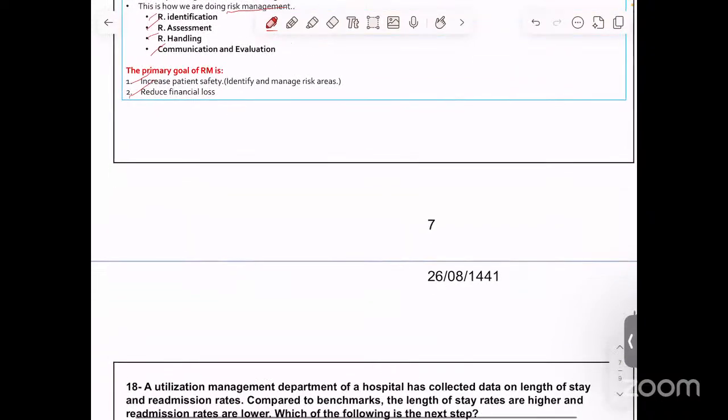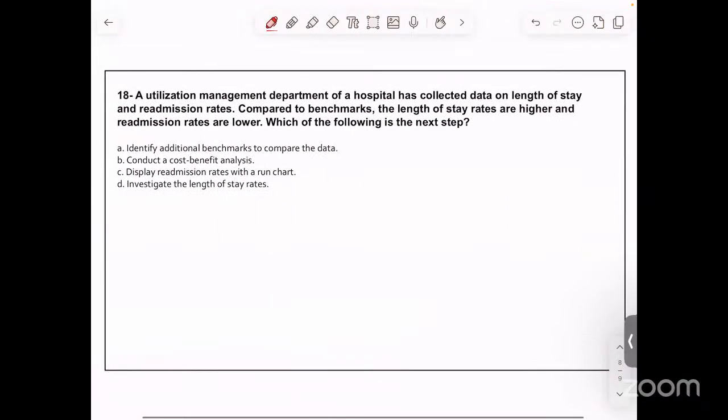Number 18, a utilization management department of a hospital has collected data on length of stay and readmission rates compared to benchmarks. The length of stay rates are higher and readmission rates are lower. So which of the following is the next step? Okay, this is to identify and address the causes. So this is about the identification and addressing the causes, what the statement is asking about. So we have choices here.